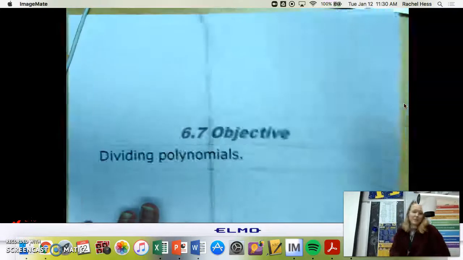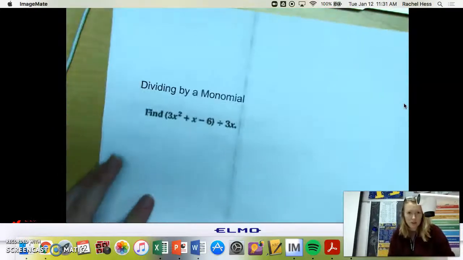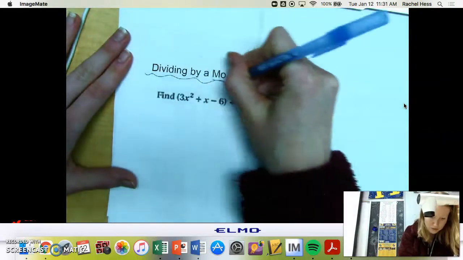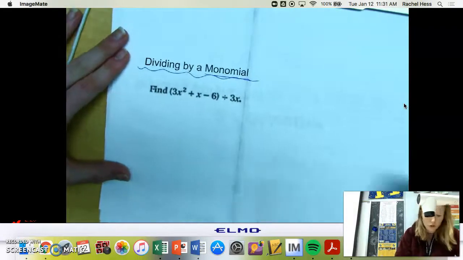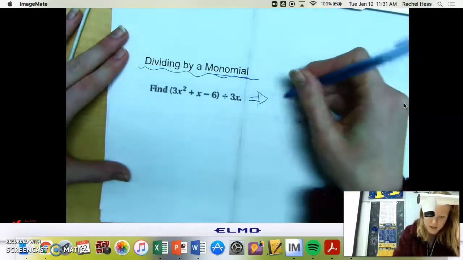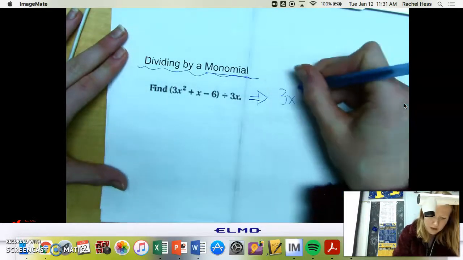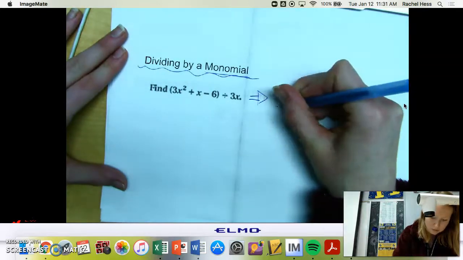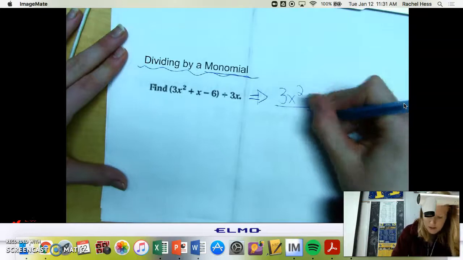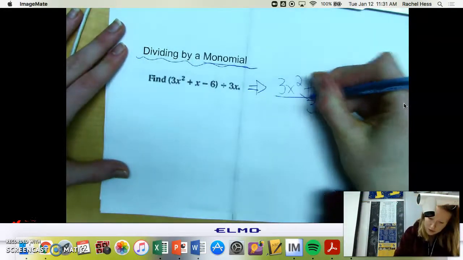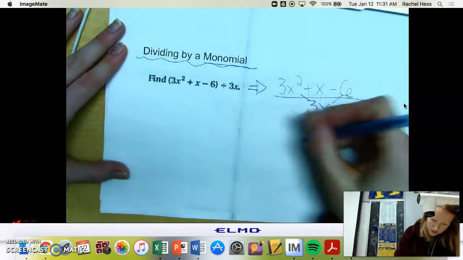So let's get started. First things first, if you are dividing by a monomial, remember that is a single term, you can do kind of a cool shortcut way of doing this. Right now this says 3x squared plus x minus 6 divided by 3x. I like to rewrite these division problems by a monomial as a fraction. And then when you do that, the cool thing is you can divide each piece by 3x and then you're going to get your answer.